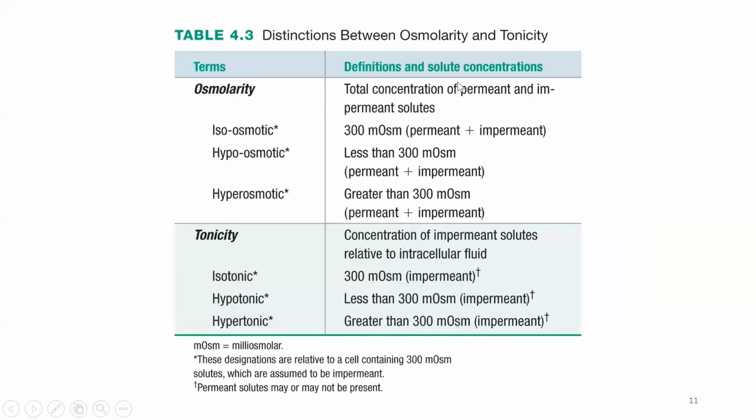All right, so let's keep moving along here. This is again a nice table to help explain the difference a little bit. Here it says osmolarity is the total concentration of permeate and impermeate solutes, tonicity being only the concentration of the impermeate solutes. Again, only the concentration of the solutes that cannot cross the membrane. We completely ignore the concentration of anything that can go through that membrane.